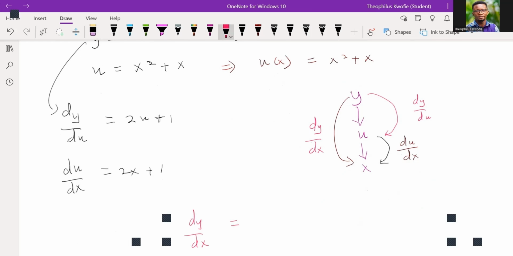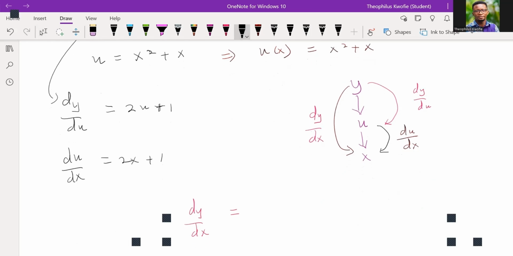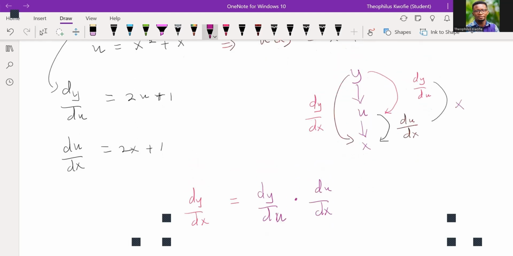Now, how do you find our dy/dx? From our diagram, for us to move from y to x, it's just changing y with respect to changing x. Now, to do that, we just have to multiply these two results. By multiplication, we're going to multiply these two.